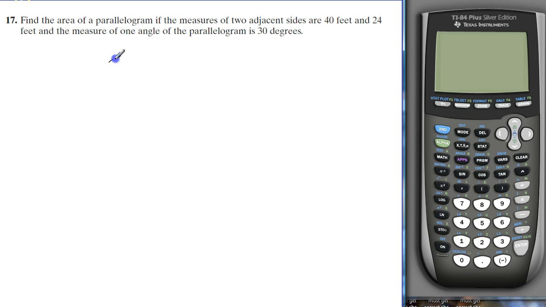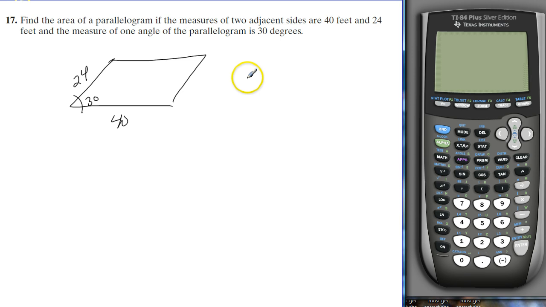All right, so I have a pretty standard parallelogram. This is my parallelogram I usually draw. Looks pretty much like that. 40 is longer, so I'll put 40 on the bottom. 24 is shorter, that's why it goes on the side. The angle's 30. Well, this angle's acute, so I'll call that 30.